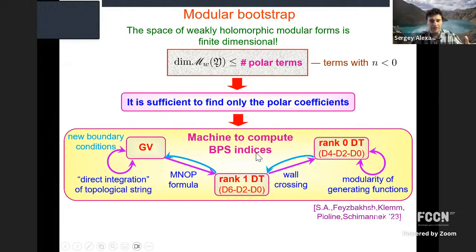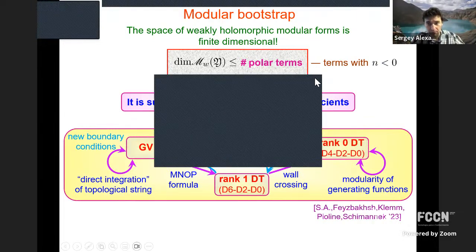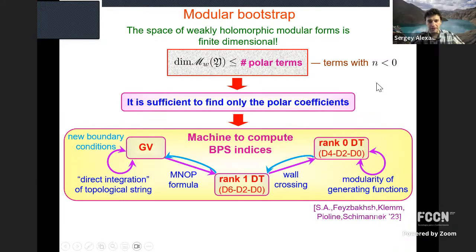We did it in a consistent way, in the sense that we developed a certain procedure for how this can be done. So let me briefly explain how it works. We started with the topological string theory defined on our Calabi-Yau manifold, and as you know, the partition function of this theory is captured by Gopakumar-Vafa invariants.